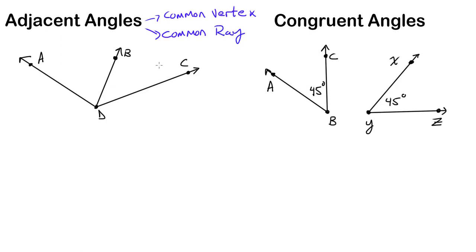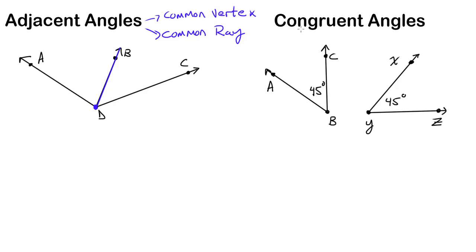So if you see here in this figure, both of these angles, ADB and BDC, both share a common vertex of D, and they share this common ray of DB. So these are adjacent angles.